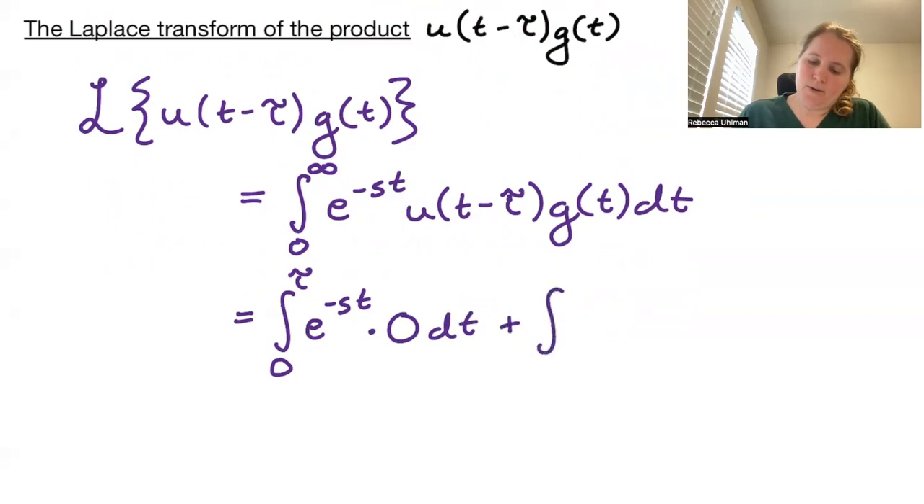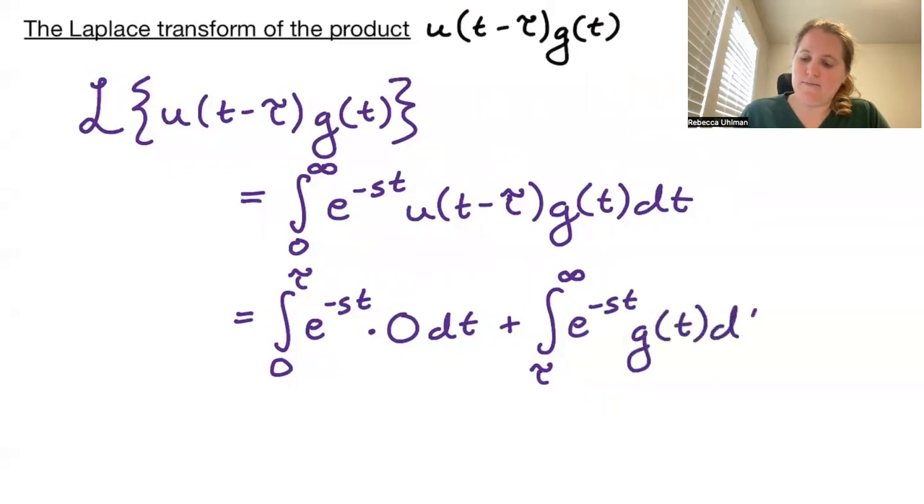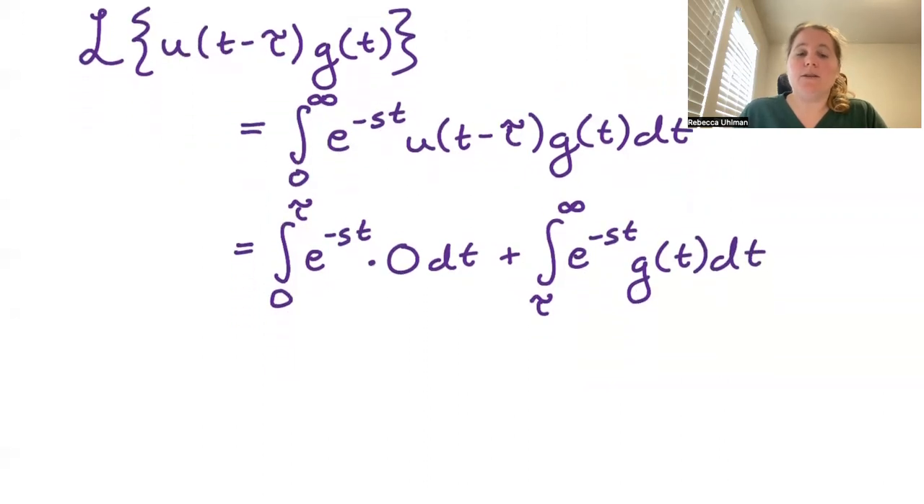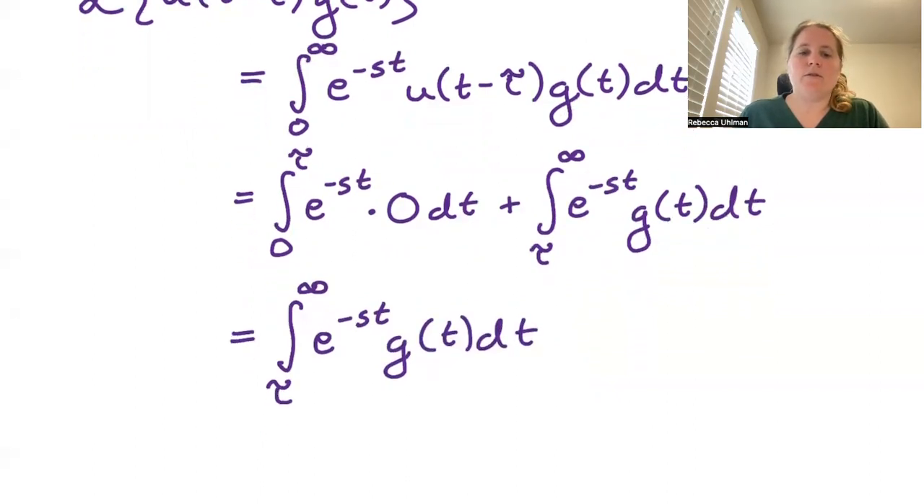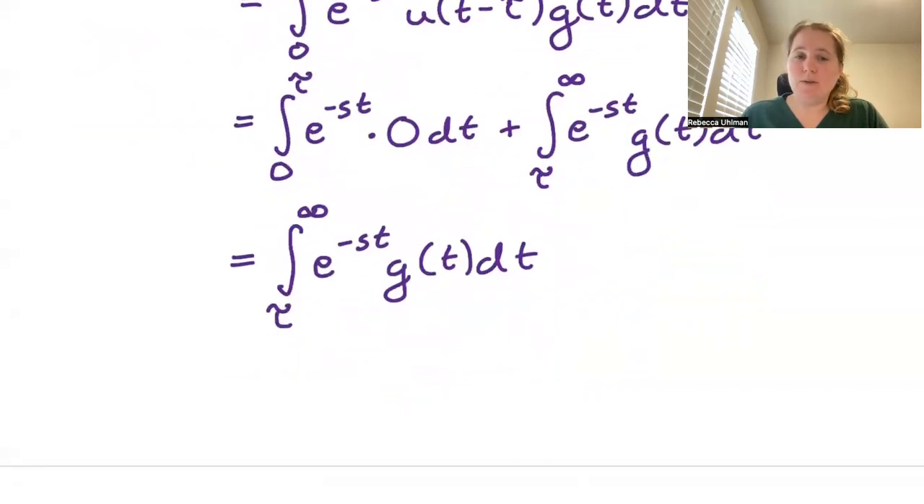And then an improper integral from tau to infinity. U of t minus tau is just equal to 1 on that chunk. U of t minus tau times g of t is equal to g of t. So this is e to the negative st times g of t dt. This first piece is just 0. So we are simply left with a definite integral from tau to infinity of e to the negative st times g of t dt. And now we're going to do a little bit of a change of variable.